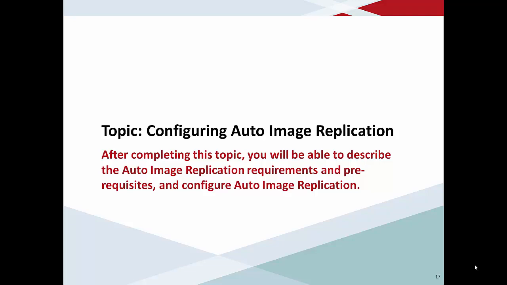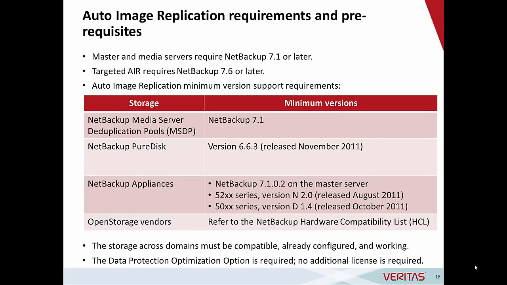This is the Configuring Auto-Image Replication topic. This slide lists the auto-image replication requirements and prerequisites. Your master and media servers require NetBackup 7.1 or later to support AIR. Targeted AIR requires 7.6 or later. The disk pools used in the source and the target domain need to be compatible with each other, which usually means they need to come from the same vendor. And the minimum version required for different Veritas solutions is shown on the slide here. Build-it-yourself MSDP, PureDisk, and NetBackup appliances are all supported.